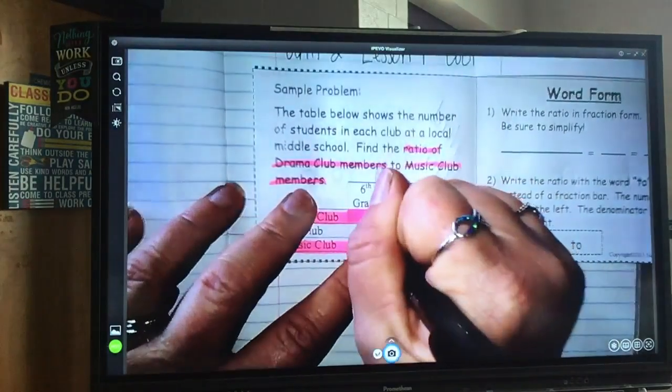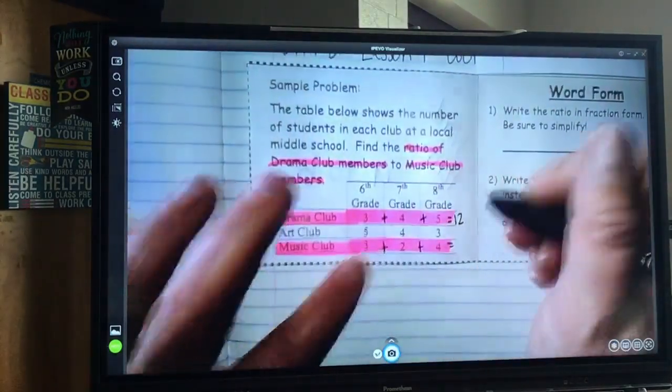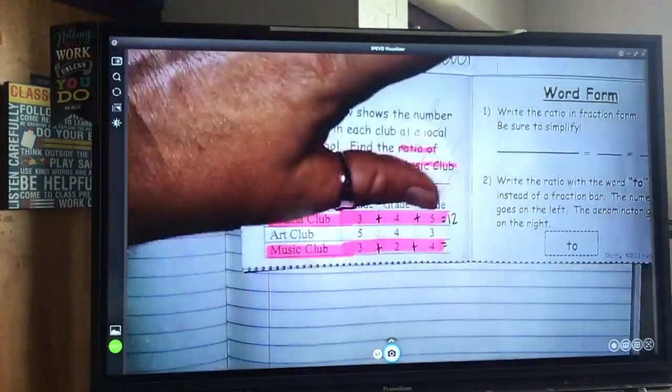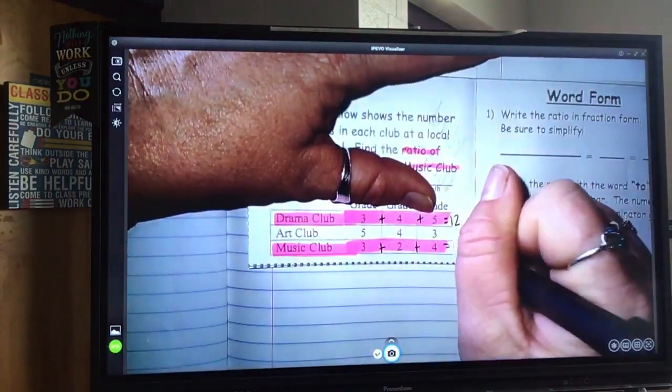So we have to do the same thing down here. Raise your hand and tell me what is the total number of music club people generally? 9. Yes.